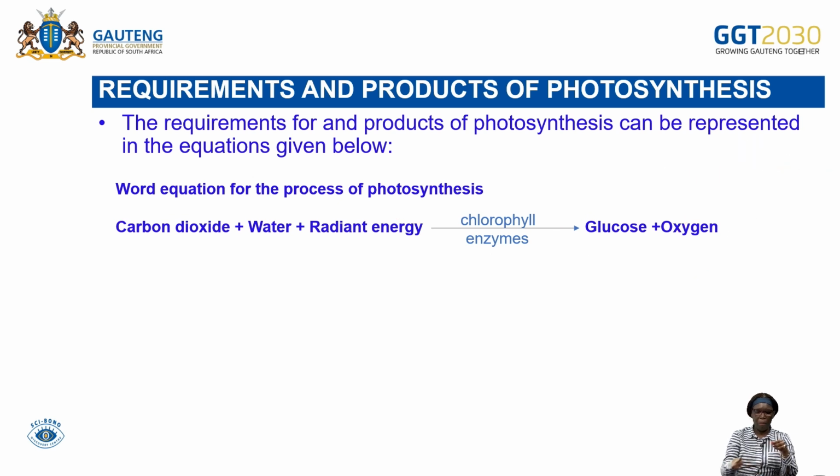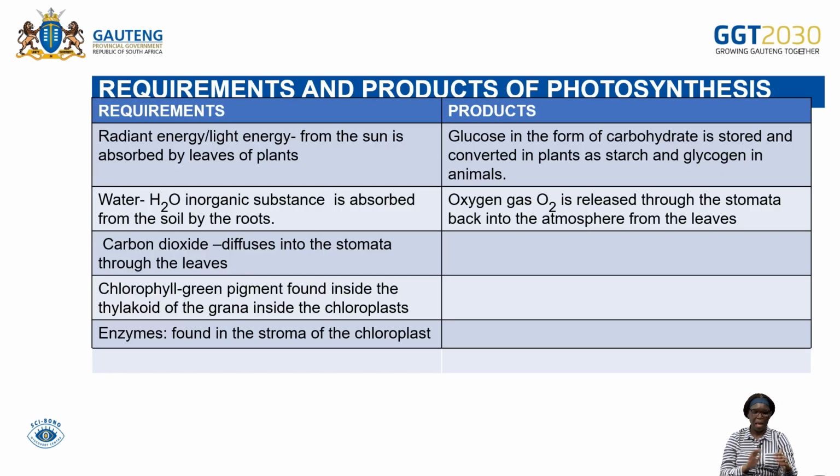Okay, now I said for you to master this process, make sure you know it in a word equation. Yes, I know there are science learners who would want to do it in a chemical reaction, but remember, in a chemical reaction, it won't be balanced. But I think the best way is for you to do it in the word equation. Requirements and product for photosynthesis: radiant energy is needed, water is needed.